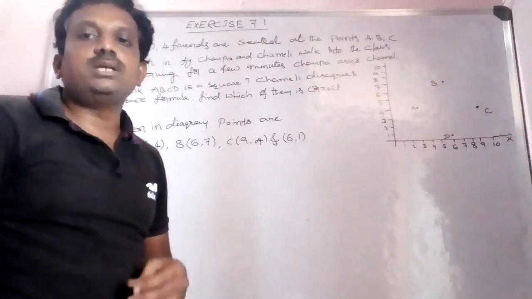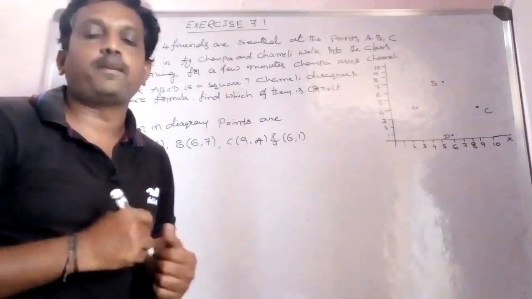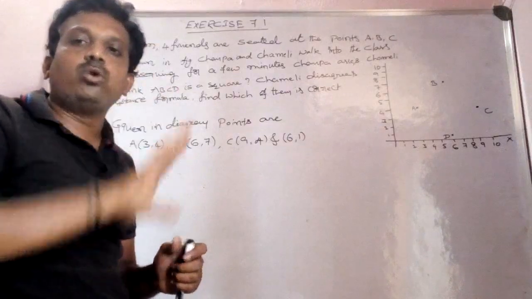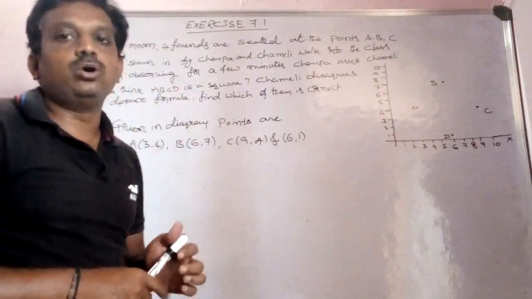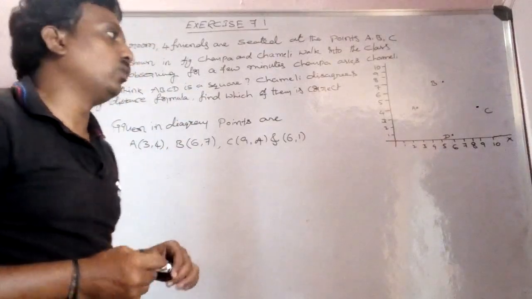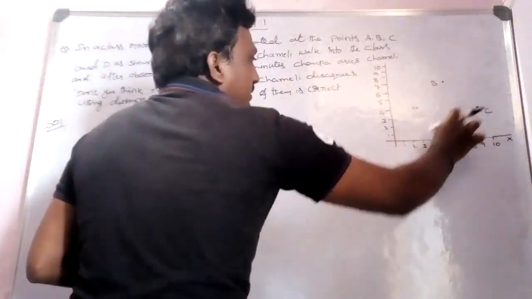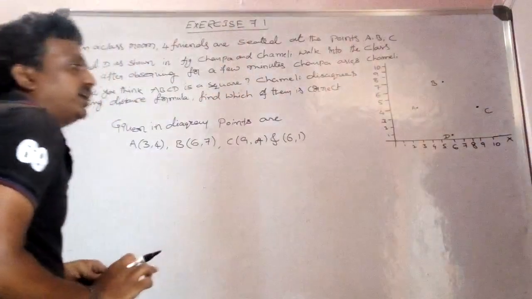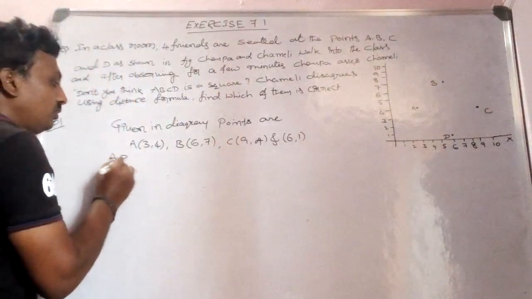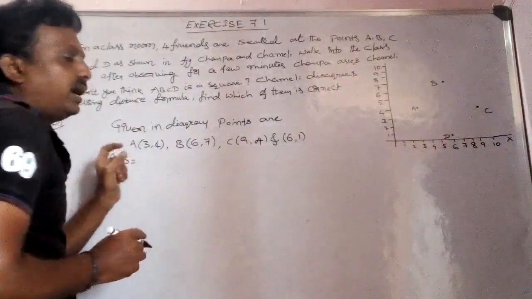See students, suppose ABCD is a square. What are the properties of a square? ABCD is a square means all sides are equal and the diagonals are also equal. So you observe AB, BC, CD, DA. First you should find all the sides. AB side. We know the formula for the distance between A and B.